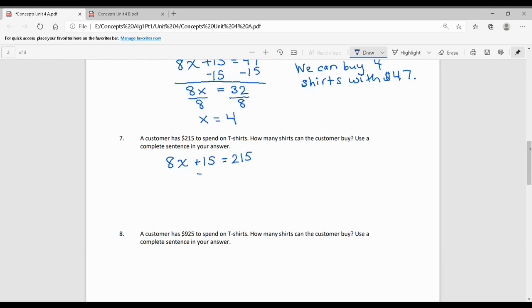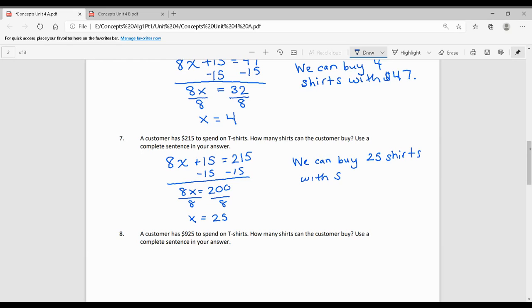Okay, we will subtract 15 from both sides of our equation. 8x equals 200. And then we undo multiplication with division. And that gives us 200 divided by 8 is 25. So we can buy 25 shirts with the $215. Okay? Does anyone have questions with number 7? Are we all comfortable there?